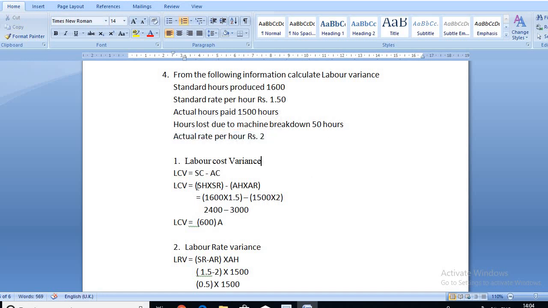Now calculate labor cost variance. So SH multiplied by SR and AH multiplied by AR. Standard hour is so much? 1600 multiplied by standard rate 1.50. So this will be the standard cost. Now actual cost. Actual cost is actual hour multiplied by actual rate. Here actual hours is how much? 1500 hours multiplied by actual rate, rupees 2. So you will get 600 adverse.